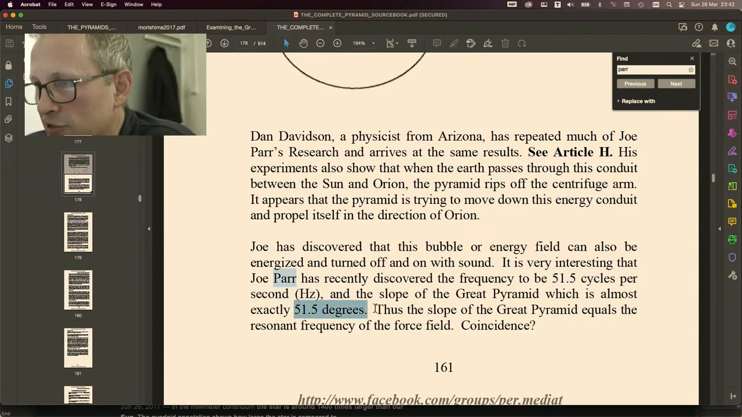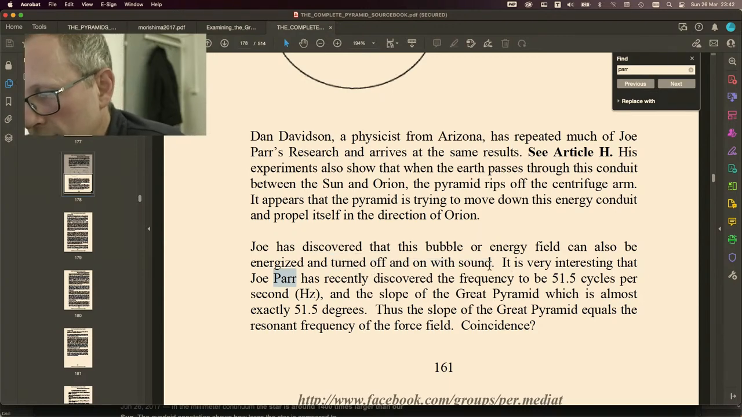I've discussed that. It's not really, but anyway. In degrees, minutes, seconds, it's very close. Thus, the slope of the Great Pyramid equals the resonant frequency of the field force. Coincidence. I'm not sure I'm buying this part of the argument, but I can agree that it would be turned on and off by sound.